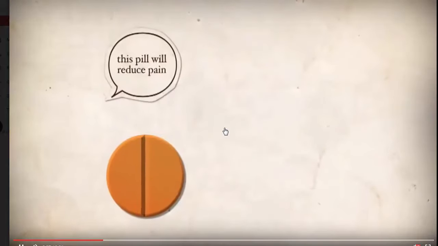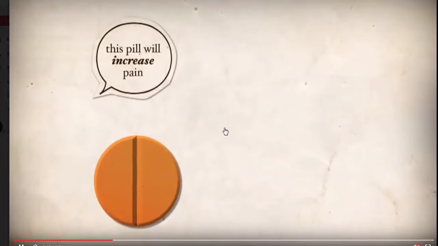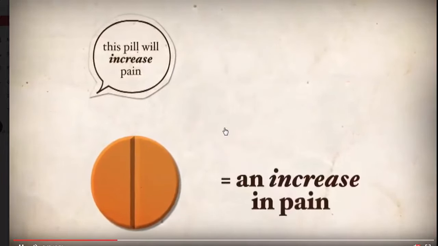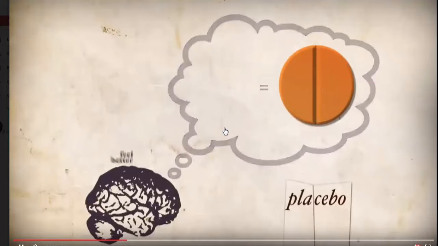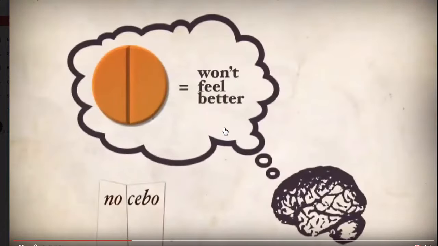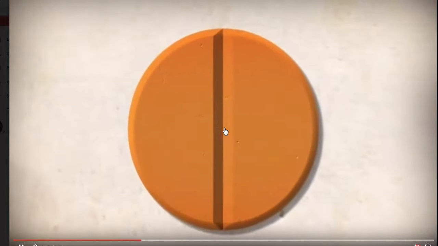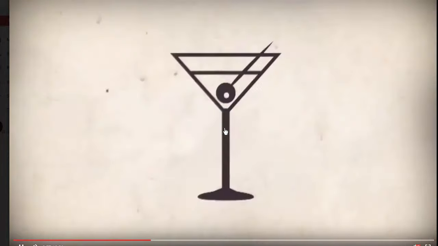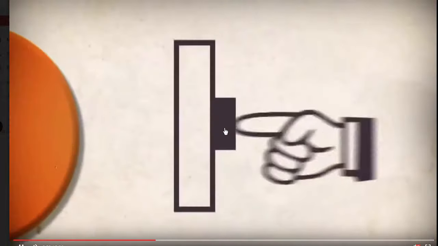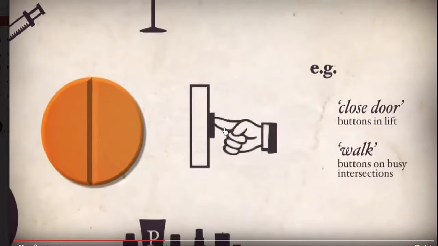Saying a placebo will reduce pain reduces pain, but saying that the same placebo will increase pain increases pain. Believing that a placebo will make you feel better will make you feel better. Believing that it won't has the opposite effect. Now, placebos aren't just pills. They can be creams, injections, surgeries, or drinks. You can even get placebo buttons. They don't actually do anything, but they make you feel like you're in control.